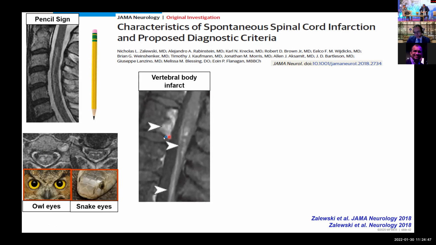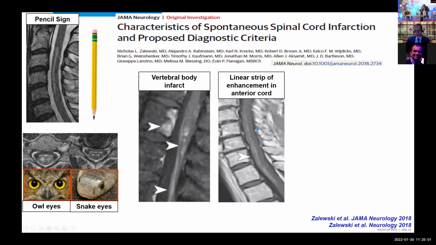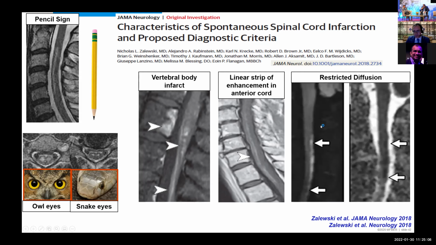Sometimes, about 5 to 10% of the time, you can see a vertebral body infarct, which is very helpful, because these are hard cases to diagnose. And when you see that, that suggests that the blood supply that supplied the spinal cord also supplied the vertebral body. We can also see a linear strip of enhancement within the spinal cord with spinal cord infarction. Here we can see an example of restricted diffusion within the dorsal spinal cord, which is a useful imaging feature also to suggest infarct.